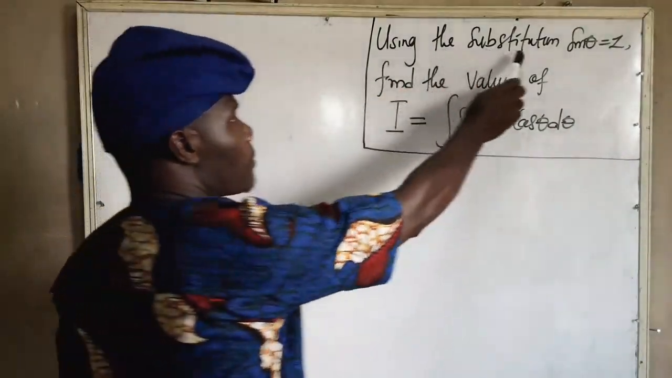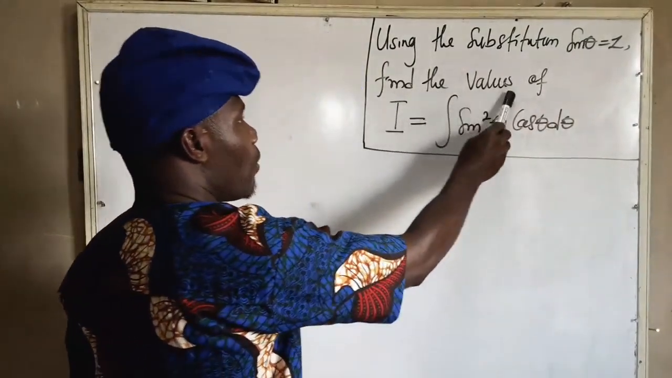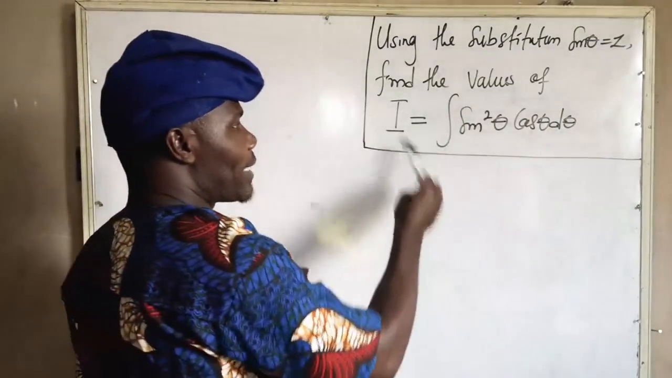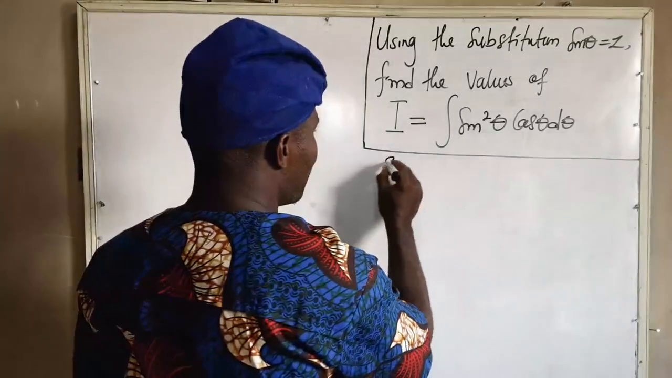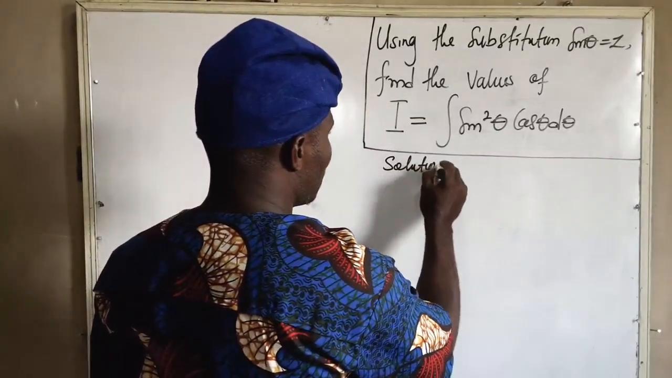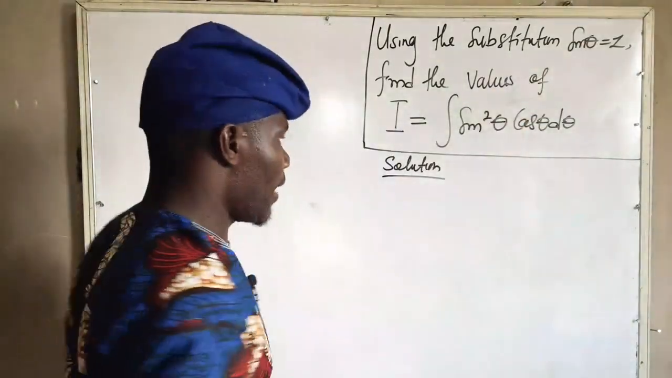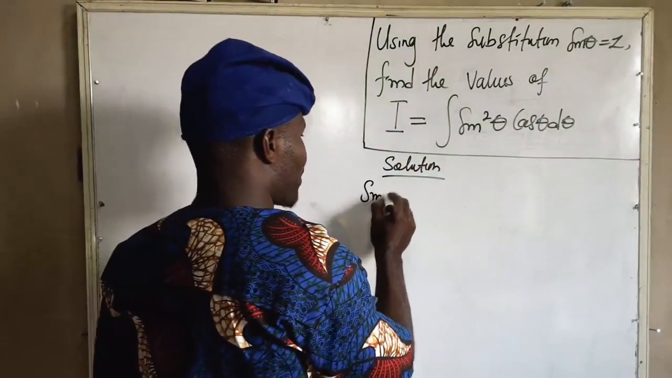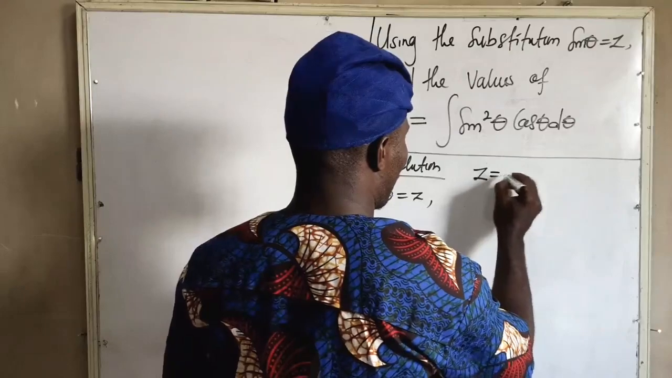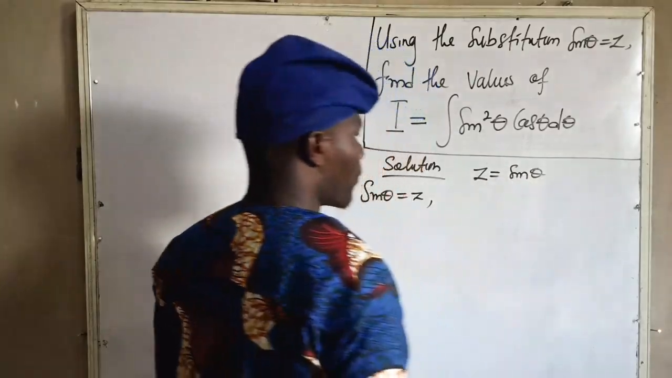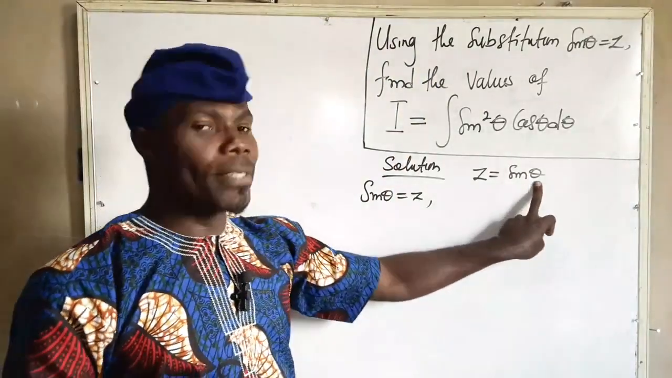It says, using the substitution sine theta is equal to z, find the value of I, the integral of sine square theta cos square theta d theta. In solving this question, the first thing you are going to do is write out the sine theta. If sine theta is equal to z, you can rewrite it as z is equal to sine theta. Let's differentiate this z with respect to theta.